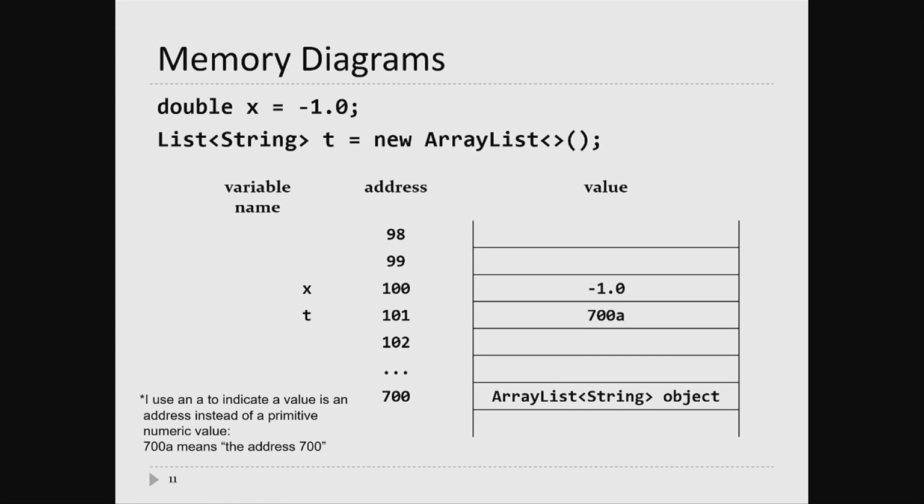Now, what does that mean? That means at address 700, there has to be something sitting there, and it has to be an array list object. So sitting at address 700 is the beginning of some array list object. I don't know how much memory it takes up, and I don't know where the memory for that object actually is. I know that it starts at 700, but I don't know where the rest of it is, and it doesn't matter for our purposes. All that you care about is that somewhere in memory there's an object, and that reference t refers to that object.